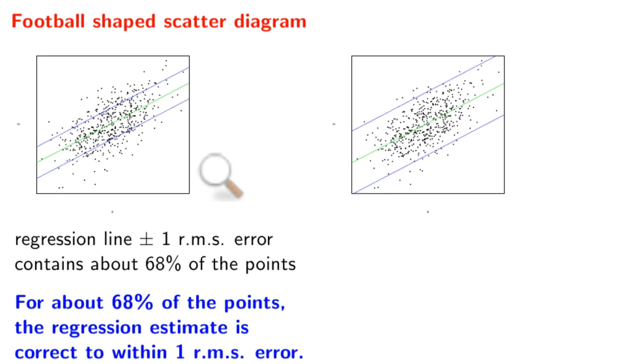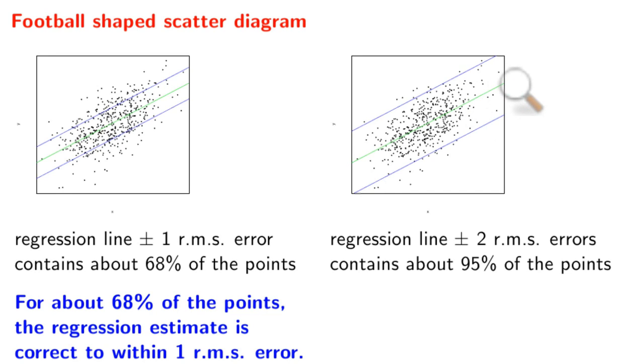Well, you'd get a broader band, for one thing. And within the band, what percent do you think we would pick up? Average plus or minus 2 SDs on the normal curve picks up about 95%, and so no surprise. Regression line plus or minus 2 RMS errors picks up about 95% of the points.